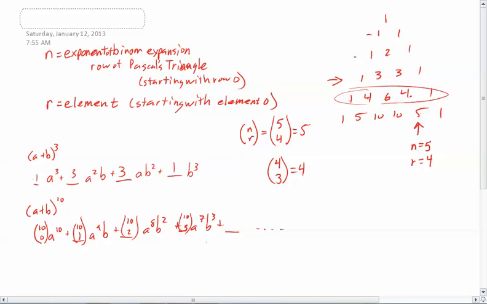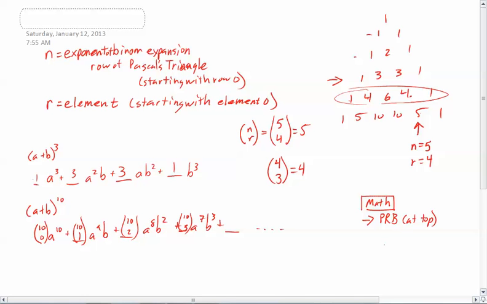Now your calculator can actually calculate this for you. If you push the math button, this is on your TI-84, if you push math and then you arrow over until you get to PRB, it's up at the top.